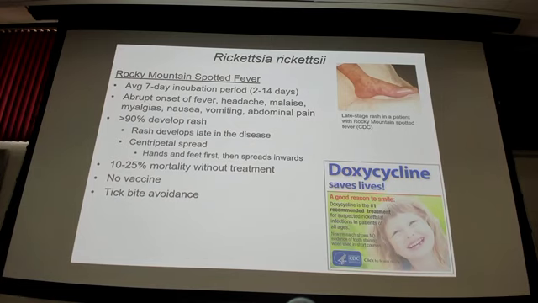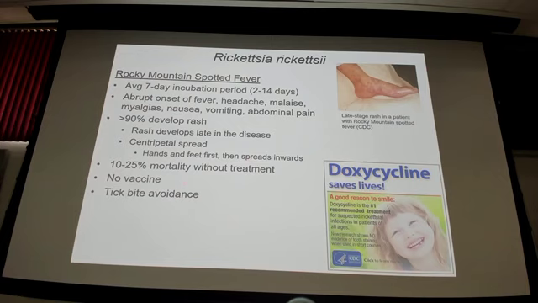It also has a centripetal spread. What does that mean for rash? Yeah, moving inwards, centripetal force, so moving inwards. The rash will oftentimes start on the extremities and then move inwards. Kind of the opposite of what you would see with a rash like chickenpox and some other infectious diseases, which would be centrifugal. This is centripetal.